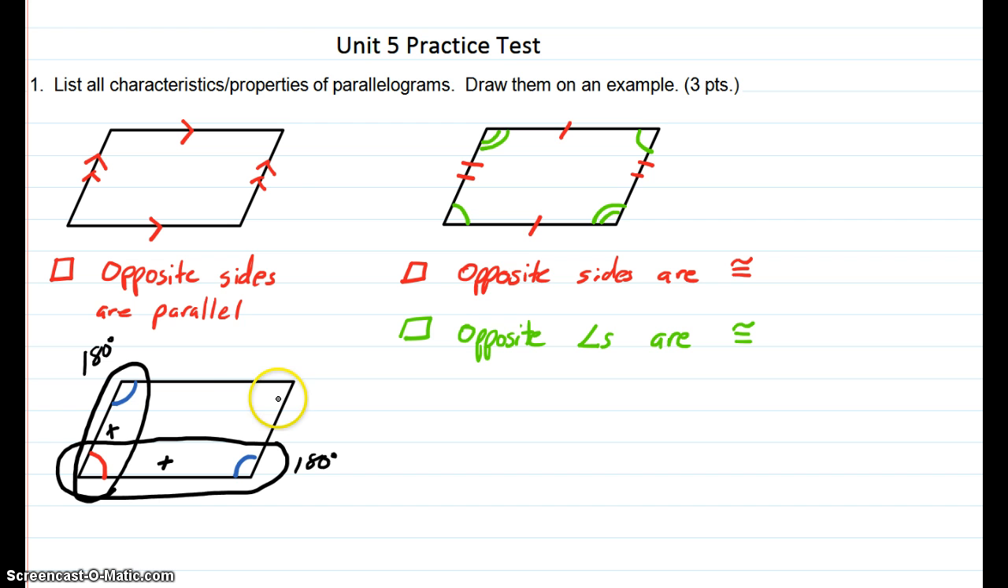And then you can actually work your way around. These two angles add to 180, these two angles add to 180. So the consecutive angles are supplementary. They add to 180.